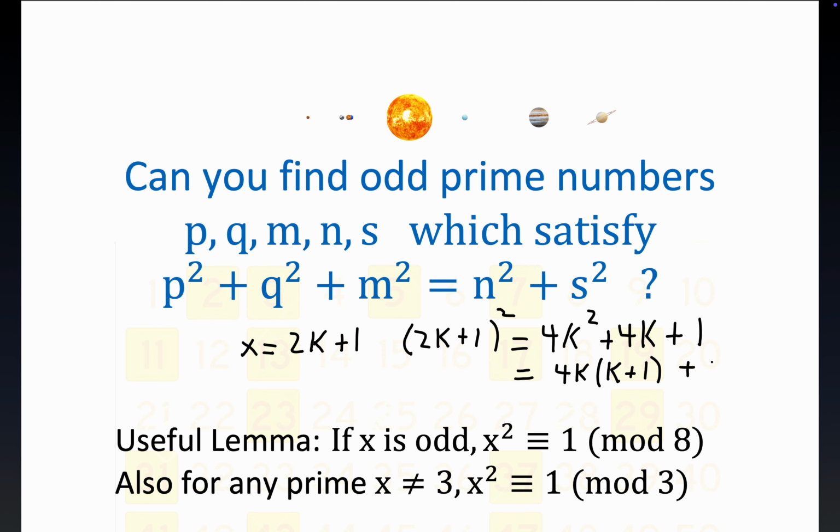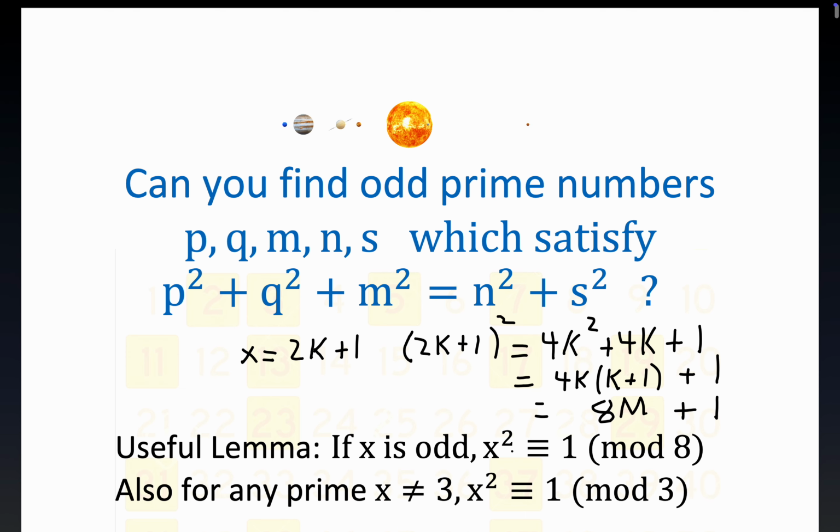Now notice that this part right here has to be a multiple of 8, so I'm going to write this as 8m, where m is just some integer, plus 1. Now you're saying, where did the 8 come from? Well, 4 is already there, right? But it's a parity thing. If k is odd, then k plus 1 is even, or if k is even, k plus 1 is odd. In either case, we have an even number among these consecutive integers. So it is equal to 8m plus 1.